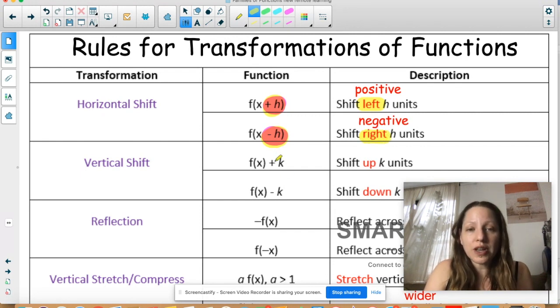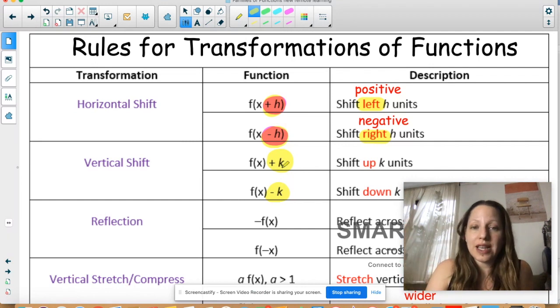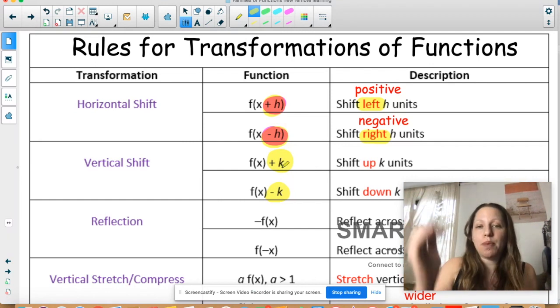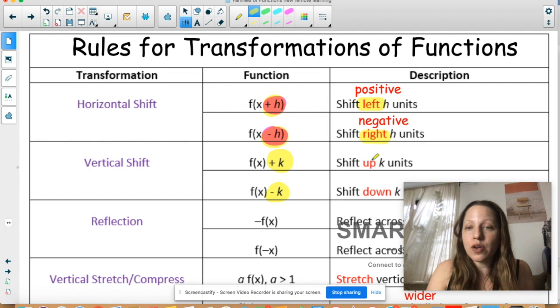A vertical shift is outside at the end here. So notice that's not inside parentheses. It's not inside the absolute value. It's outside at the end. That moves the graph up or down. Positive number goes up. Negative number goes down. So pause the video, copy those down, and make sure to write it like the table.